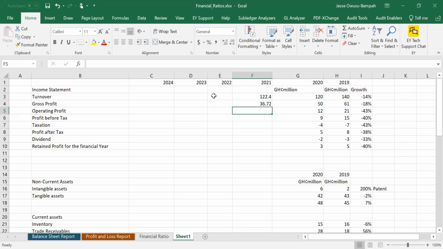And then they can say operating profit. They can give you expenses. Expenses for 2021 was 20 million. So what would that mean? It will mean that we will say 36.72 minus 20 to give us the operating profit.